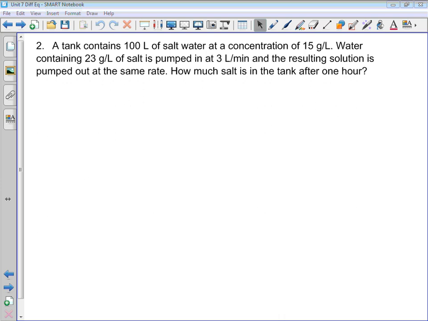So this is our second example of a type of problem that we can solve using differential equations. These are the kinds of problems we call mixing problems, and this one is more of a classical example of a mixing problem in that you have things that are being mixed here.